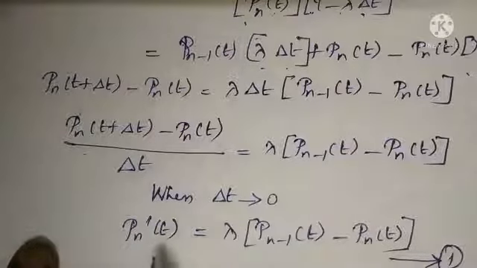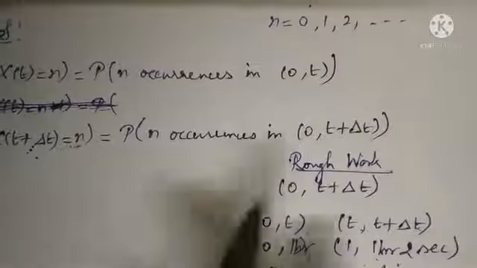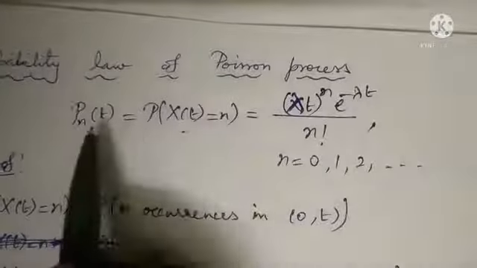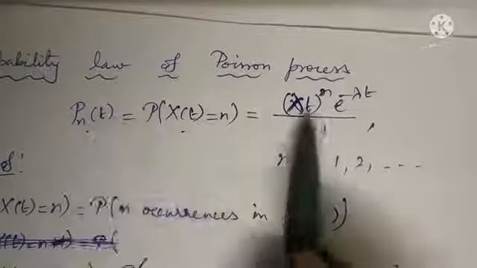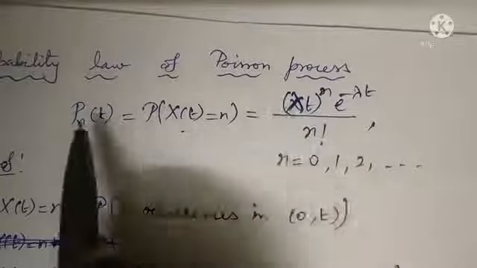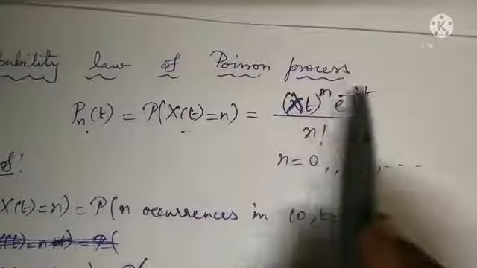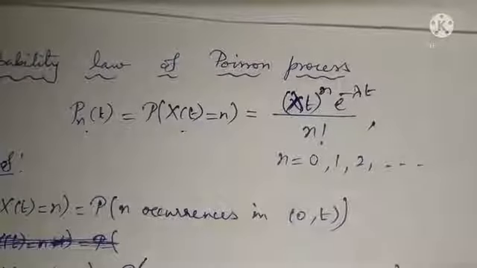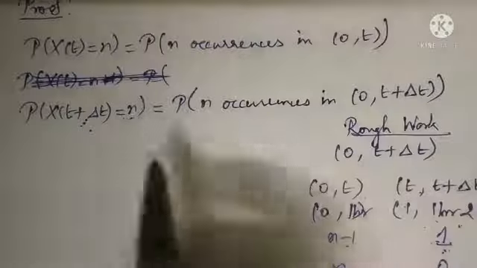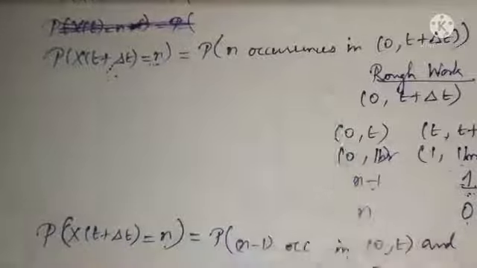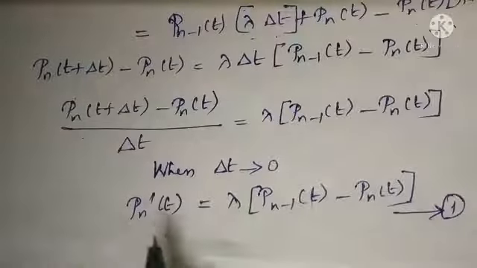So what is our aim actually? Our aim is to get the answer for Pn of t. Our aim is to prove that Pn of t is this one, that is, the probability of n occurrences in the interval 0, t is this one. That's why I started with Pn of t, then Pn of t plus delta t, then I proceeded, and I have got the answer for Pn dash of t.